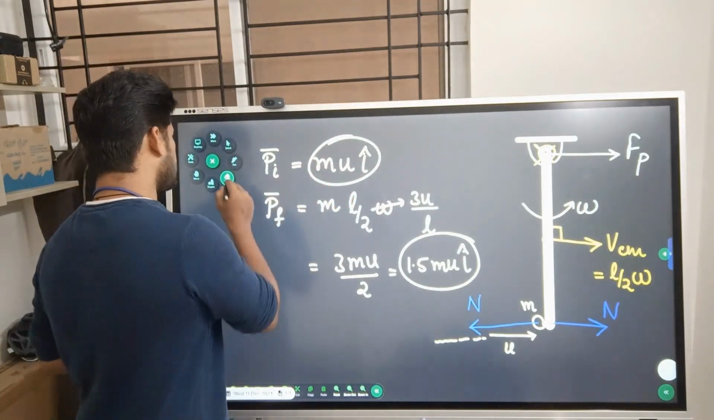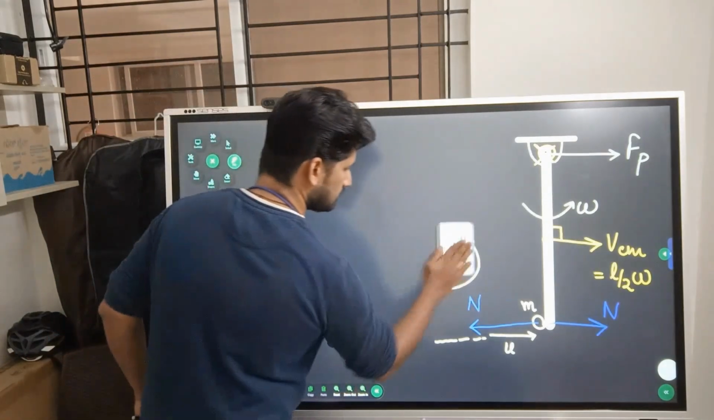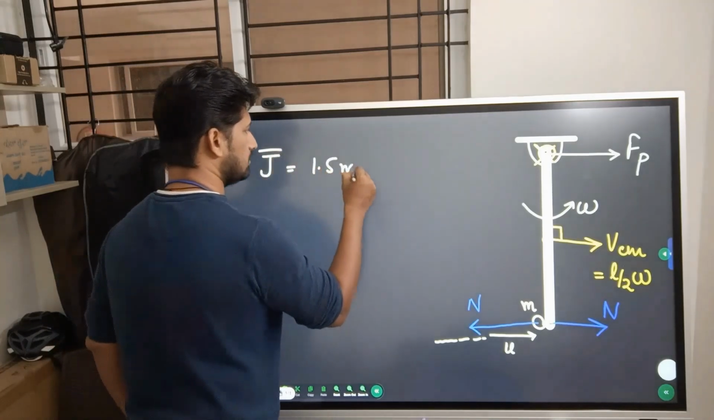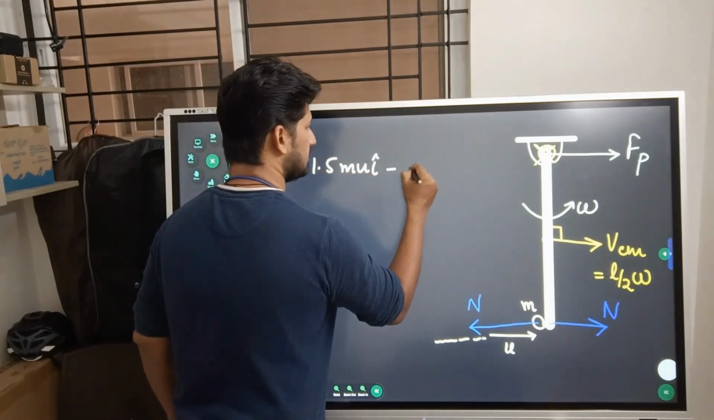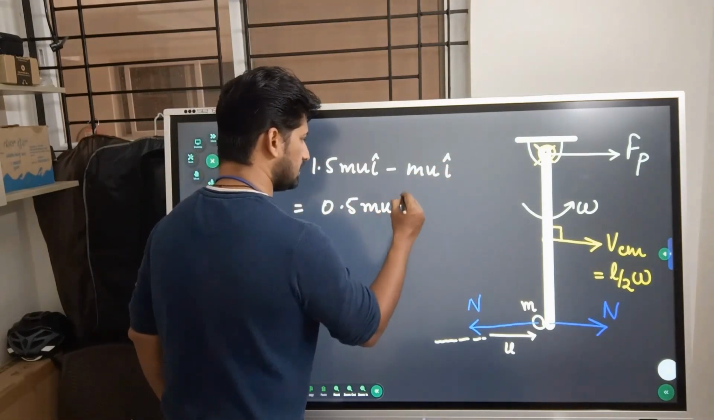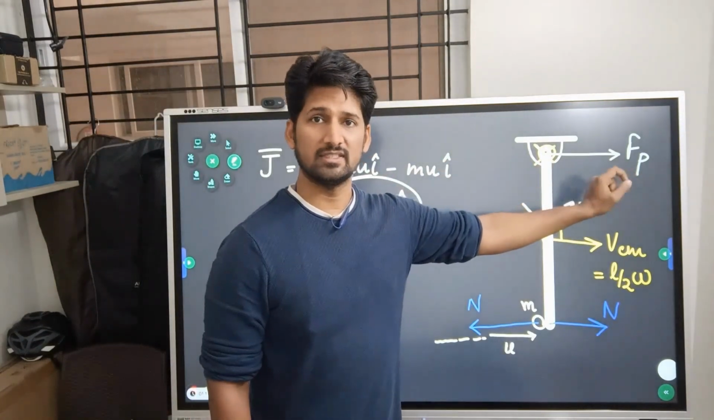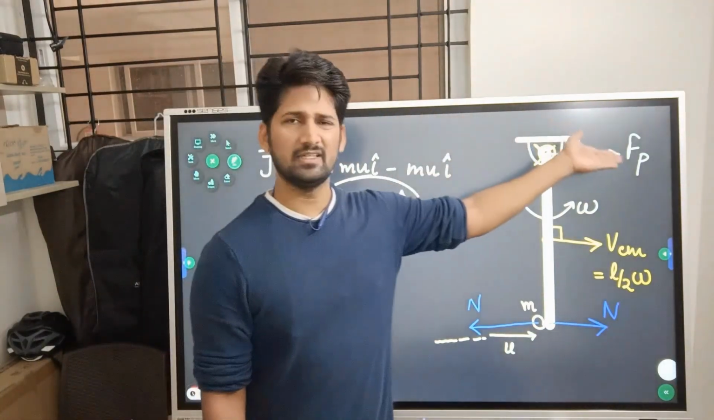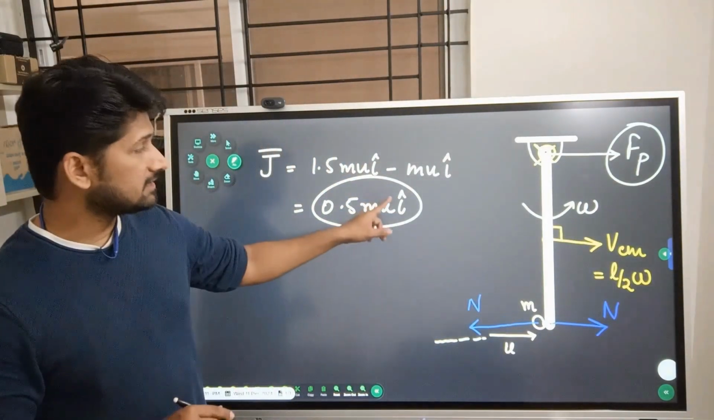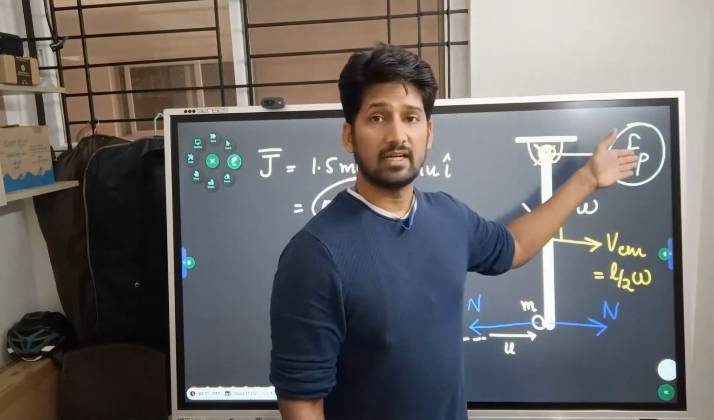The impulse here, which is basically the change in linear momentum of this system, can be calculated like this. Final linear momentum minus initial linear momentum, that is 0.5 mu I cap. This impulse was created by this force, the force exerted by the pivot. And whatever is the direction of impulse, same will be the direction of net force. So the force exerted by the pivot here is an impulsive force and it is creating an impulse of 0.5 mu on this system. And what is surprising is that the force acts to the right.